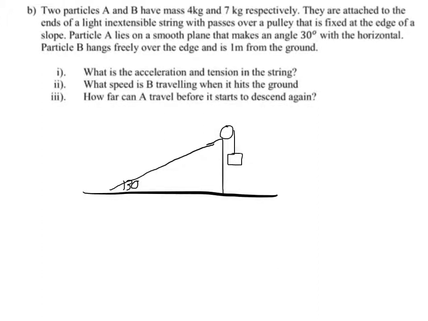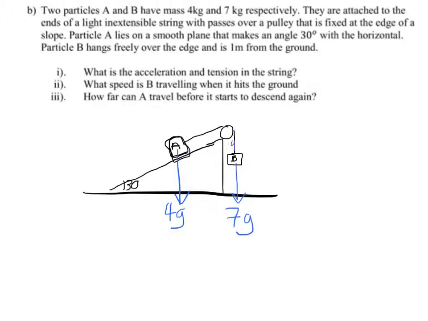So this is particle B, this is particle A. There shouldn't be any gap here. A is here. Now we want to draw on the forces. So both their weights. This has mass 4 kilograms, so this is going to be 4g. This has mass 7 kilograms, so this is going to be 7g, going down.